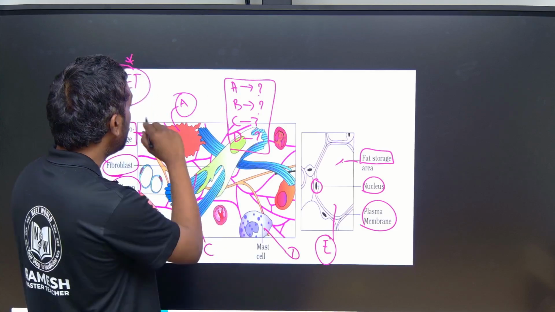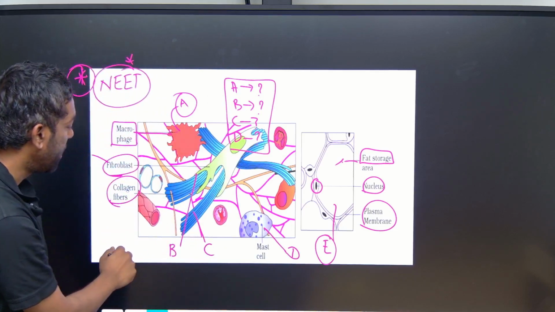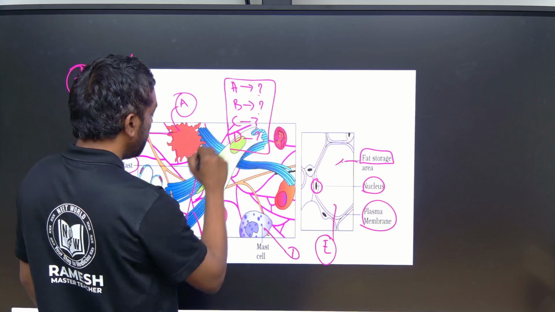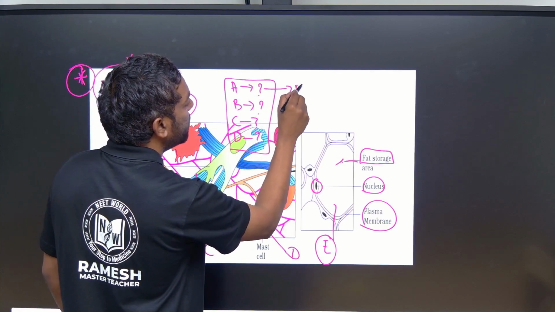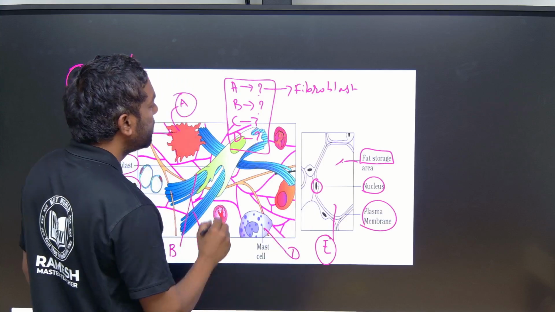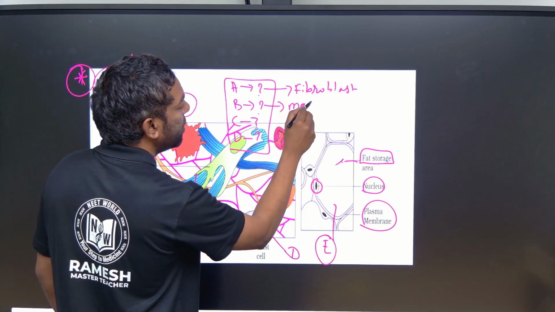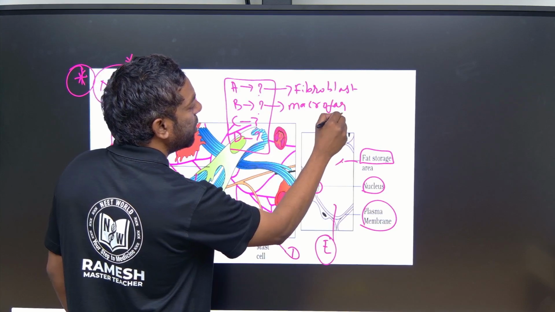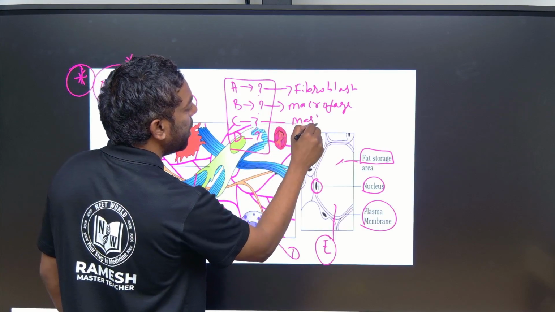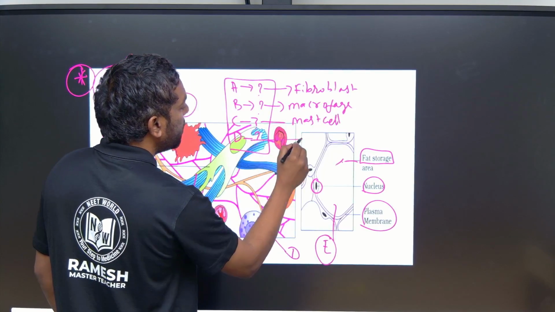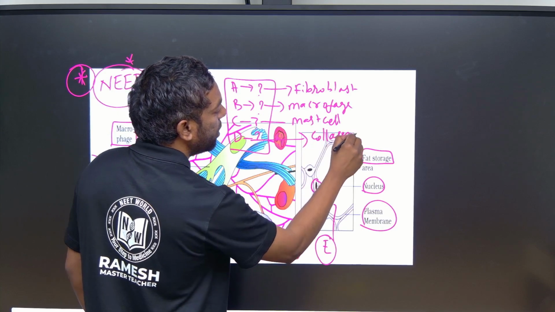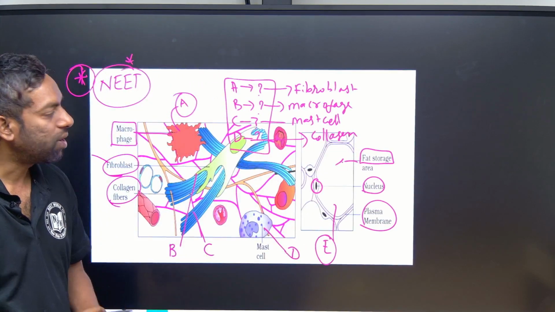They can give you, instead of B is the fibroblast and A is the macrophage, they can give you A is the fibroblast, B is the macrophage, C is the mast cell, D is the collagen. They can give you a mismatch in this diagram.